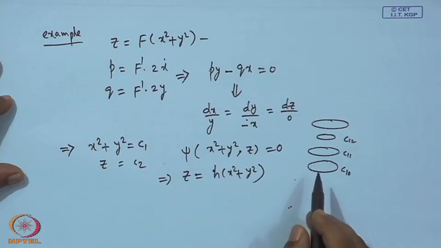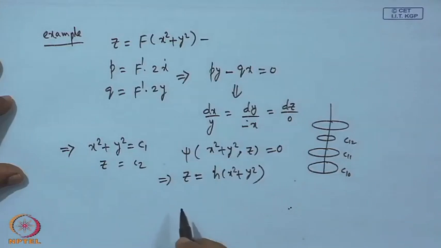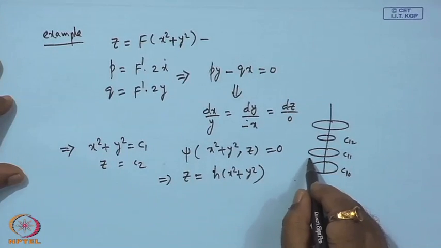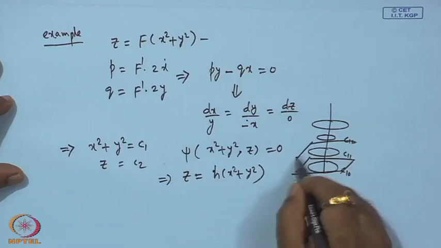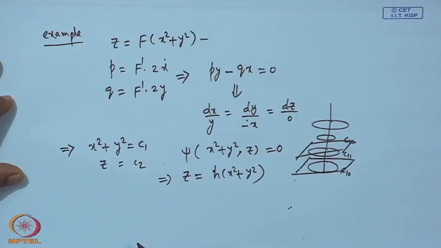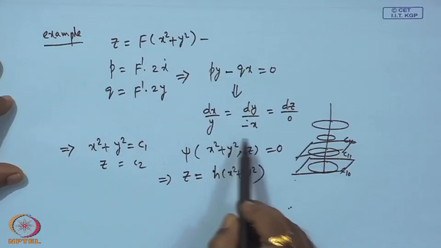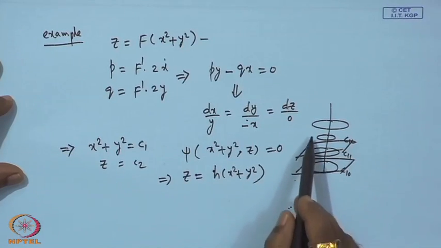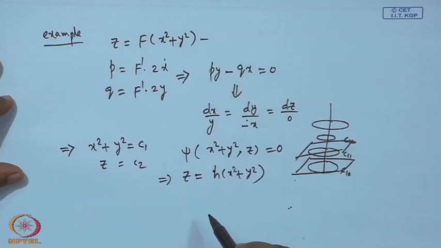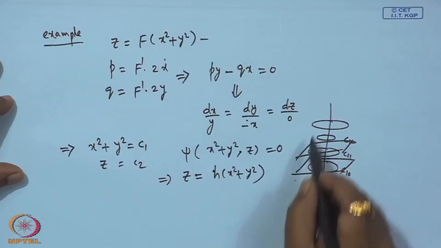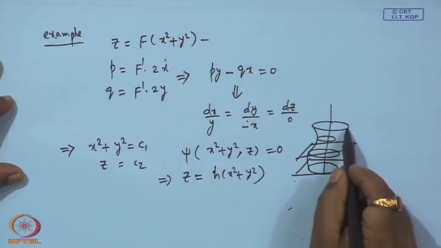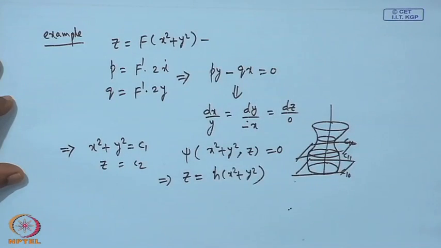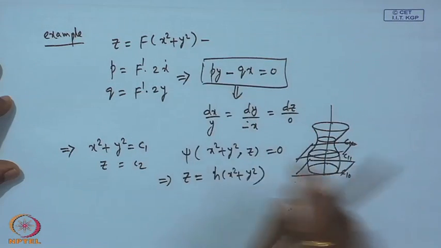And you are getting z equal to constant C 2. So, these are the planes z equal to constant. So, you get a family of curves, and the surface generated by this represents the solution. So, what we may get is something like this. So, this is the solution of this PDE.